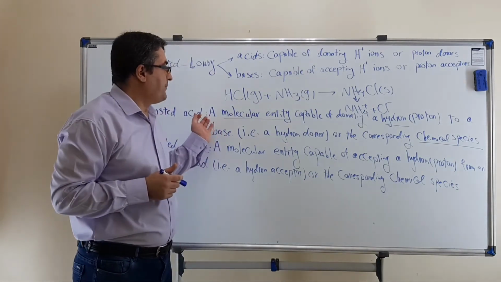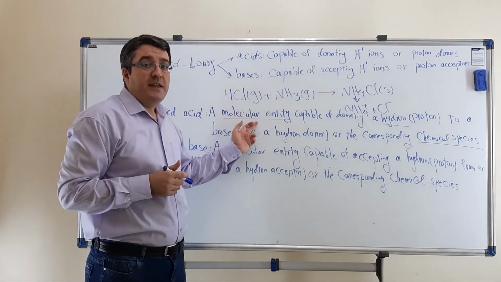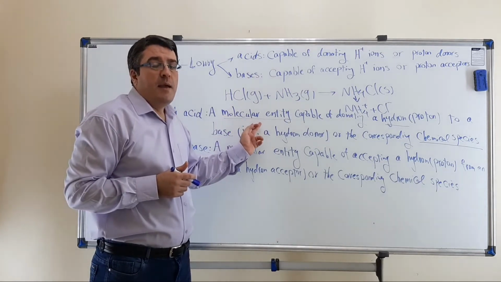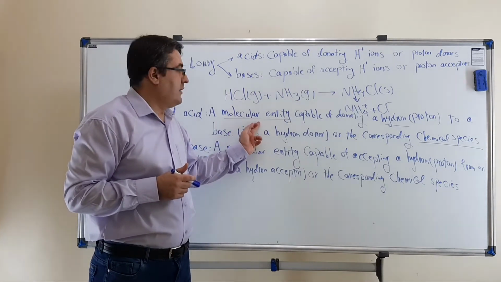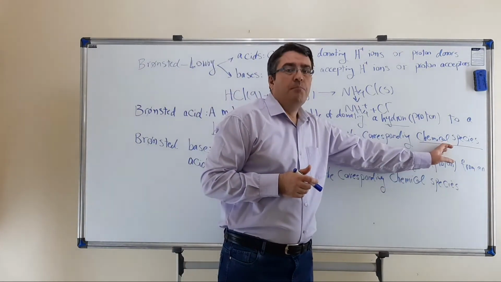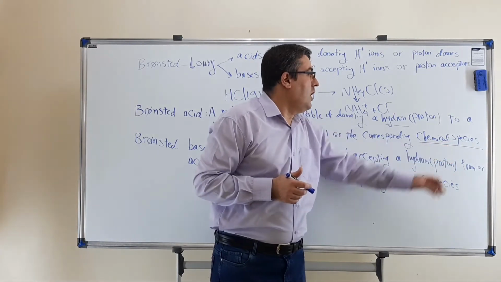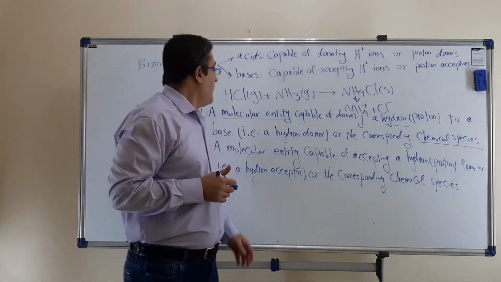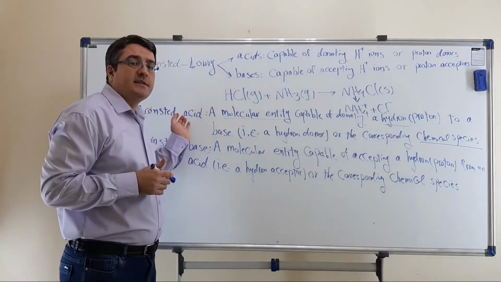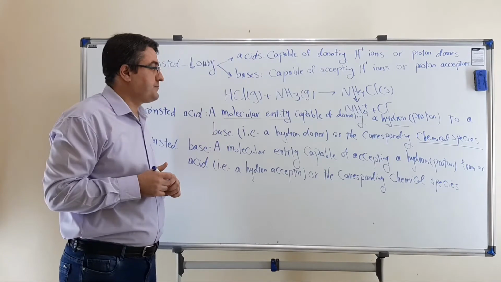So here, either we are dealing with a molecule or ion, or we are dealing with a number of molecules or ions, for example, a molar amount. In both cases, we can consider the terms Bronsted acid and also Bronsted base.